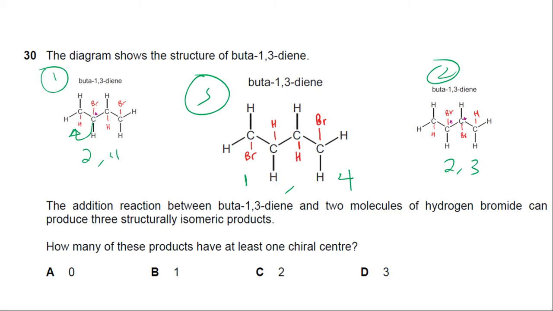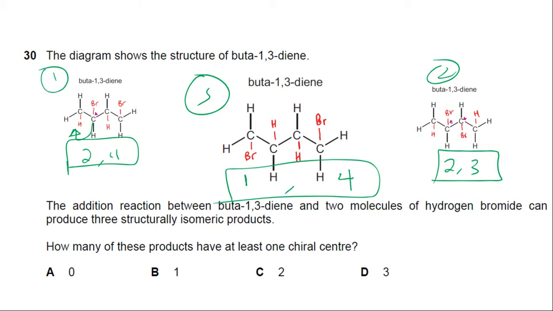The cool thing that you can do is, instead of naming it, just assign numbers to carbons and then put in the bromines. So in this case, if you observe now, this carbon has 2 hydrogens, can't be chiral. This carbon has 2 hydrogens, can't be chiral. This carbon has 2 hydrogens, can't be chiral. And so this has 0 chiral centers. And so out of the 3, only 2 of them have chiral centers, and therefore the answer is C.